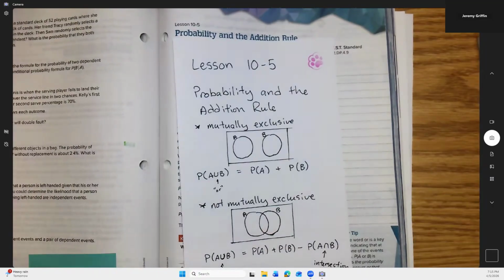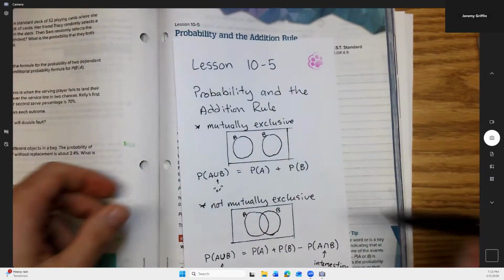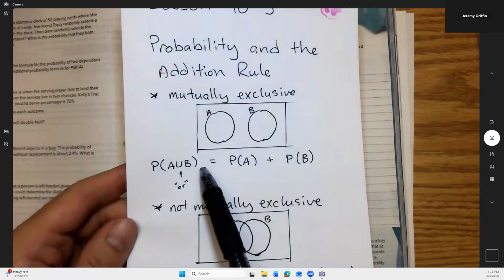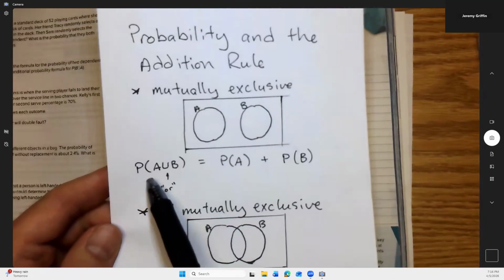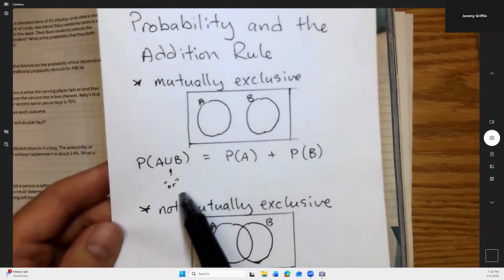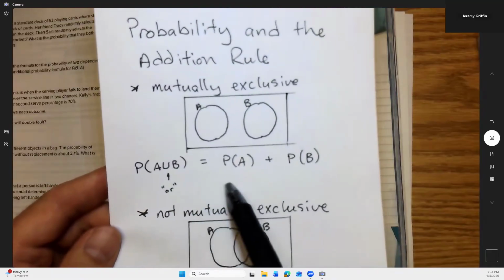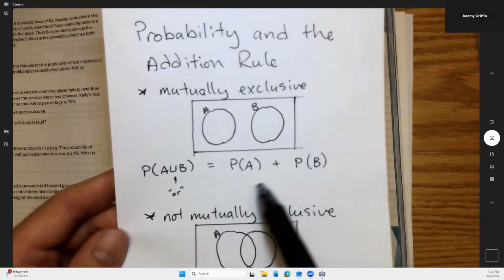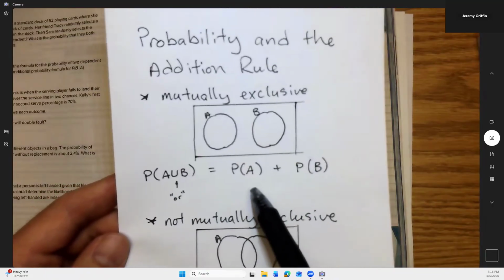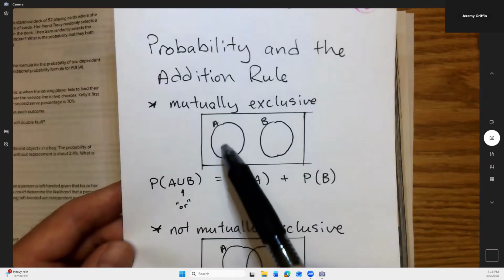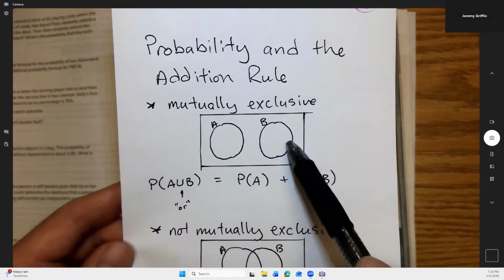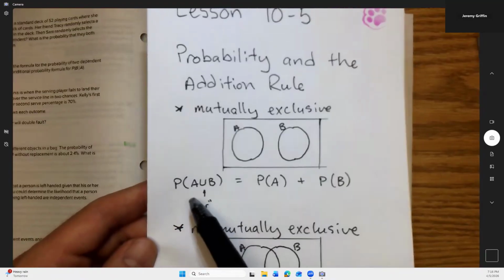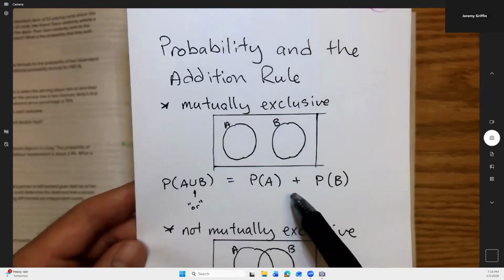So what's this math notation I jotted down here? If two events are mutually exclusive, so there's no overlap, then the probability of A or B, remember that union means or, it's very simple. You just add the probabilities of those events together. So probability of drawing a jack, 4 out of 52. Probability of drawing a king, 4 out of 52. Probability of drawing either a jack or a king, well, 4 and 4 would be 8 out of 52.